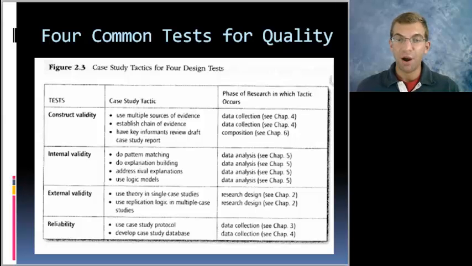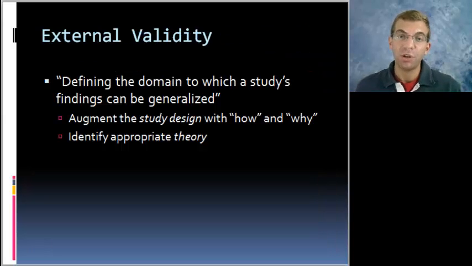I'll go through kind of what they are and ways to solve them, but of course you can see the textbook references about where in the textbook you can find these, but this is just going to be a quick summation of them. So external validity is defined as defining the domain to which a study's findings can be generalized. So that means what you find, where else can it be applied?